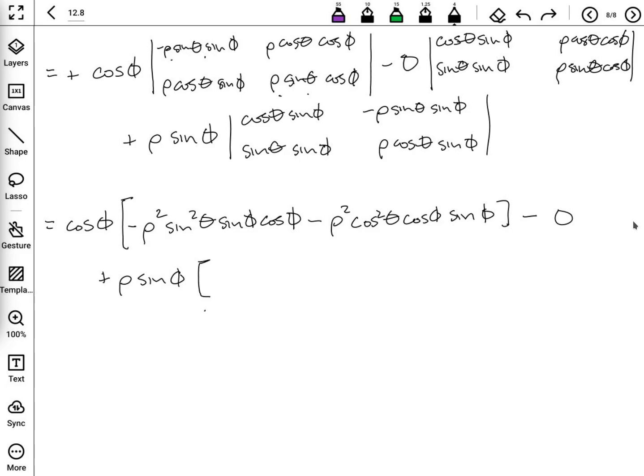And then for my last determinant, I have rho sine phi times, and I multiply along the main diagonal. I have rho times 1, so just rho. Then cosine times cosine gives me cosine squared theta. Sine times sine gives me sine squared phi. Then minus, and I have minus rho times 1, so just rho. Then sine times sine is sine squared theta times sine squared phi.